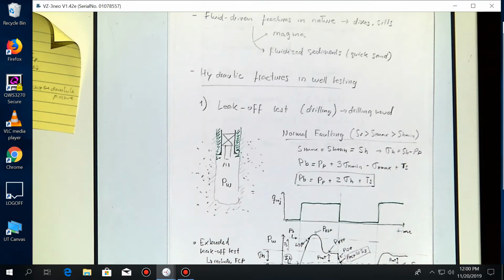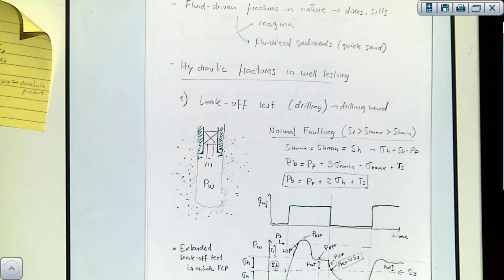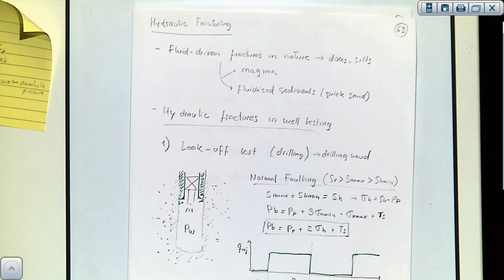Okay, good afternoon, everyone. Let's get started with the lecture today. Just as a reminder, we were talking last time about well testing and hydraulic fractures, okay? And today we'll continue talking about hydraulic fractures for well testing, and then probably we'll start talking about hydraulic fractures for completion.